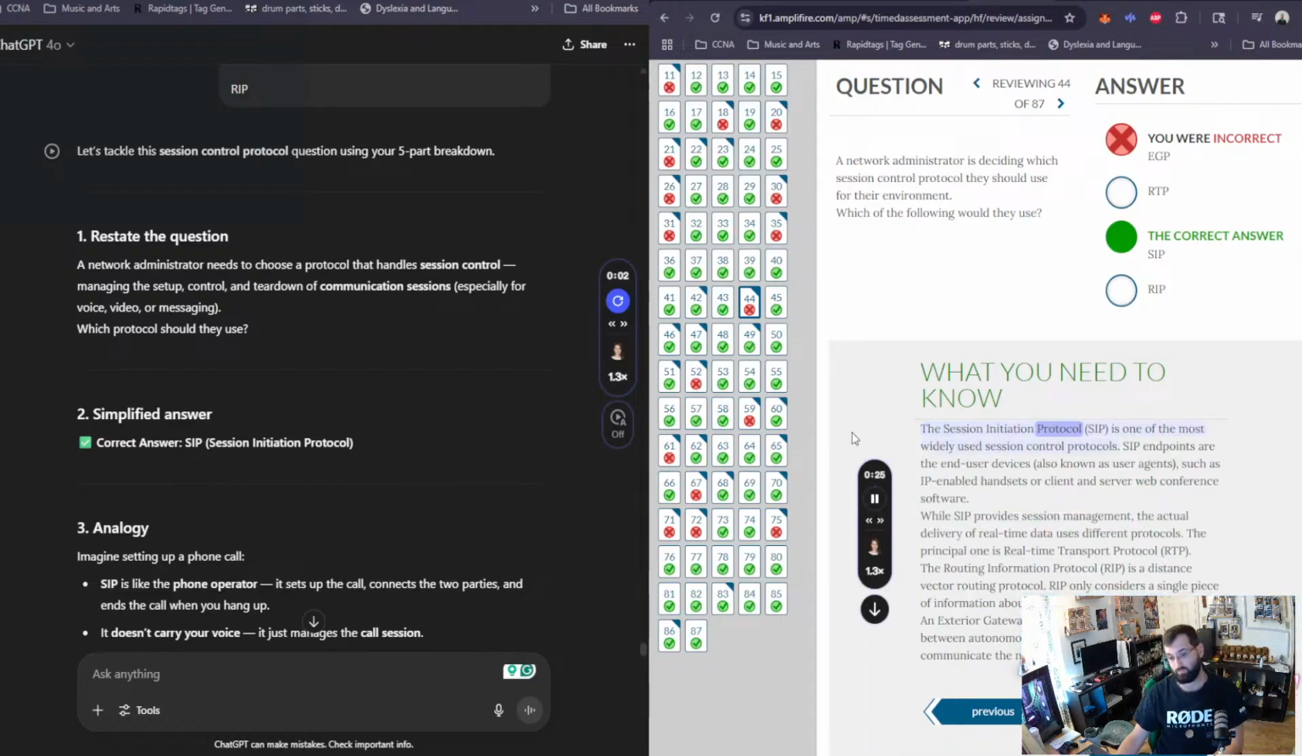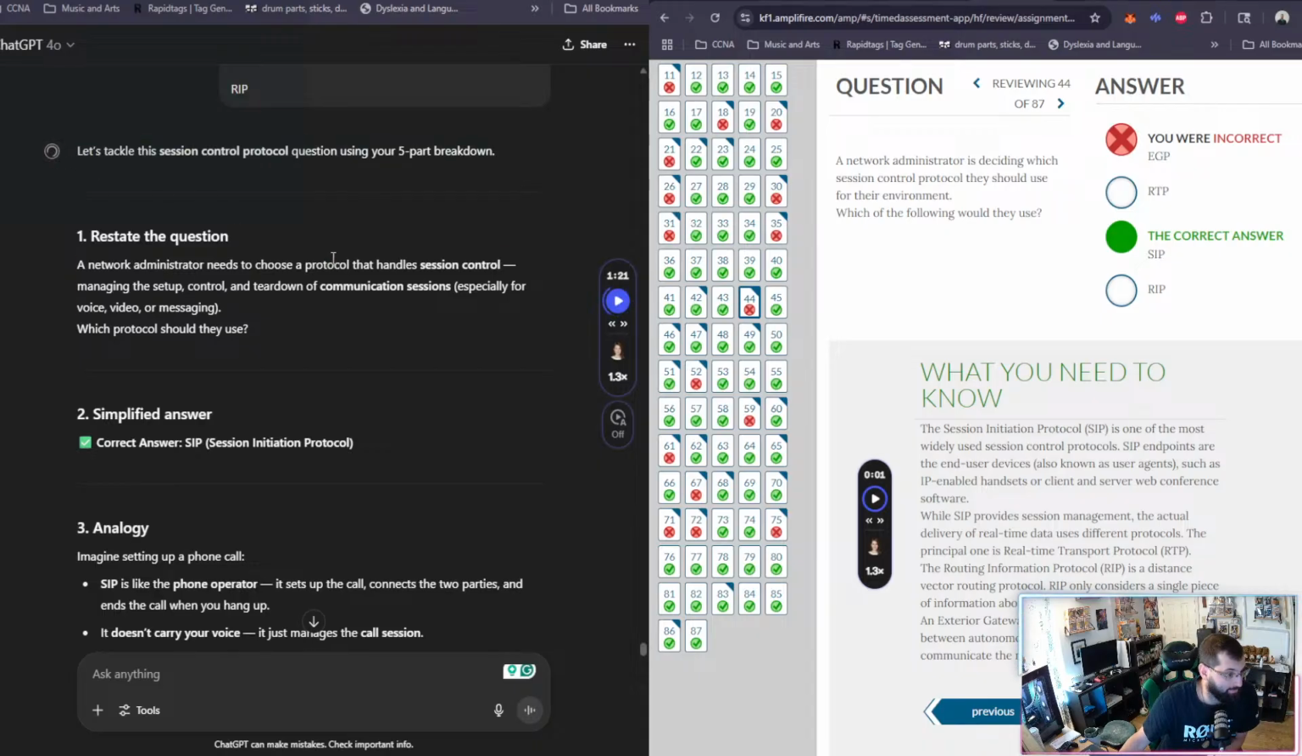The Session Initiation Protocol, SIP, is one of the most widely used session control protocols. SIP endpoints are the end-user devices, also known as user agents, such as IP-enabled handsets or client and server web conference software. While SIP provides session management, the actual delivery of real-time data uses different protocols. The principal one is Real-Time Transport Protocol, RTP. The Routing Information Protocol, RIP, is a distance vector routing protocol. RIP only considers a single piece of information about the network topology. An Exterior Gateway Protocol, EGP, can advertise routes between autonomous systems. An EGP includes a field to communicate the network's autonomous system ID.